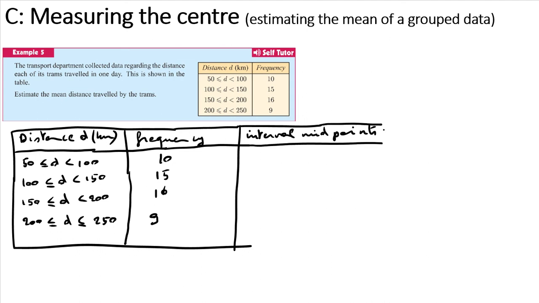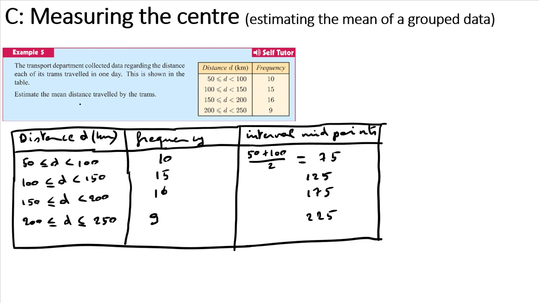To find the interval midpoints, for example, here the distance is between 50 and 100. To find the middle, we just do 50 plus 100 divided by 2, which is equal to 150 over 2, which is 75. We do exactly the same for the second one: 100 plus 150 divided by 2 is equal to 125. Then 150 plus 200 divided by 2 is 175. And here 200 plus 250 divided by 2 is 225. So those are the interval midpoints.